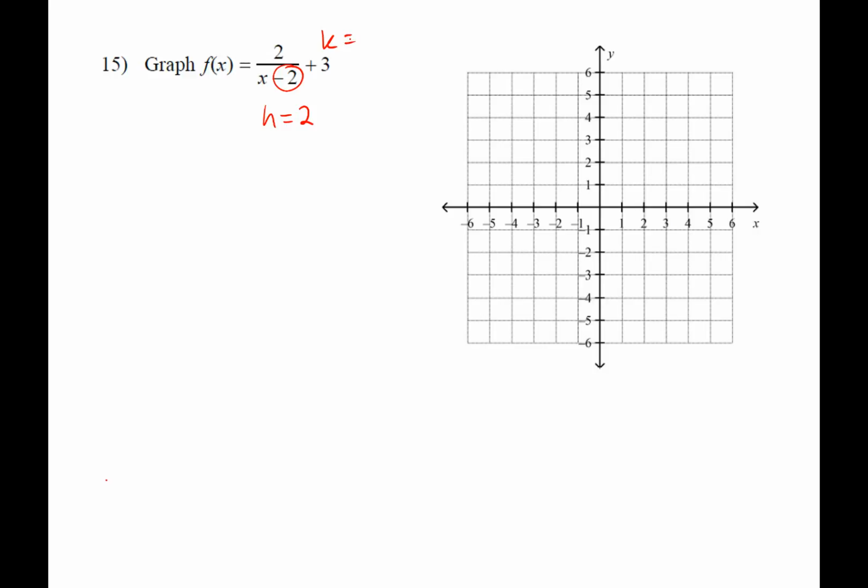And then k equals 3. So knowing that h always goes with x, the asymptote would be x equals 2, and that is vertical. So go over to x equals 2, and there's your vertical asymptote. And then k equals 3, this one would be for the horizontal asymptote. Since k always goes with a y, this is y equals 3. So there's your asymptote at y equals 3.